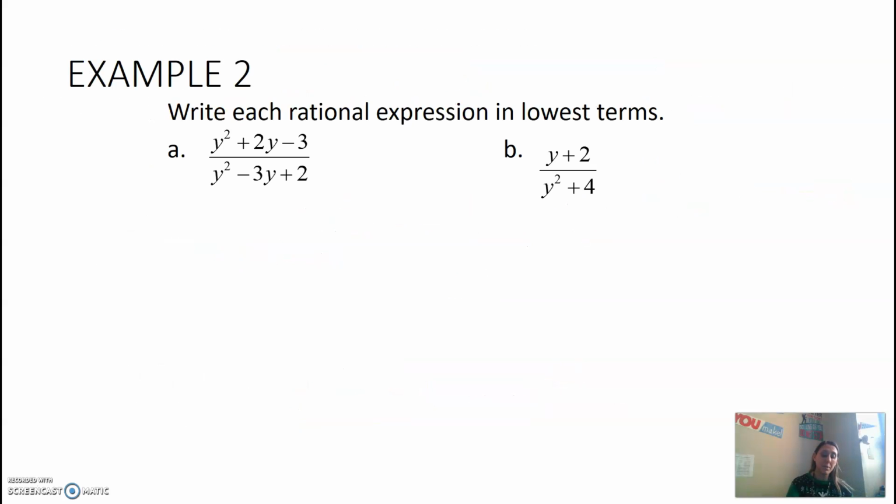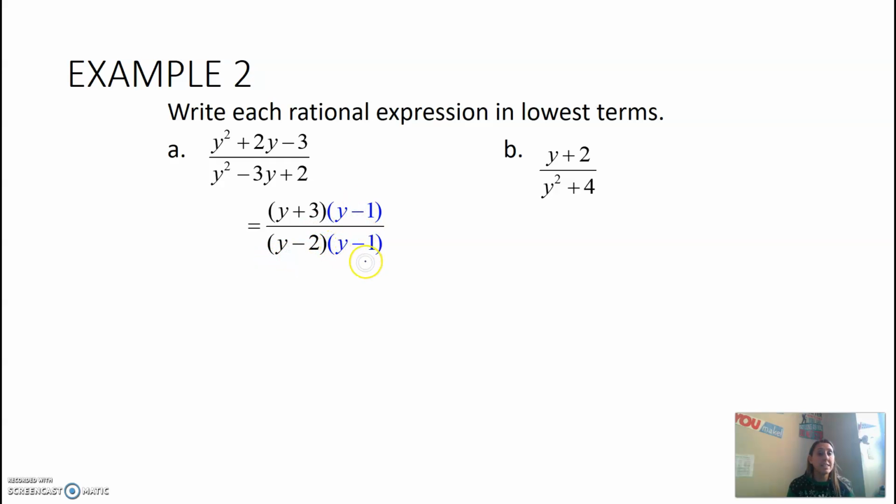So we're going to do a little bit harder one. So the first thing that we would want to do is we're going to want to factor both the numerator and the denominator. So when we factor the numerator, we need to find the factors of negative 3 that add up to 2. And that's going to be positive 3 and negative 1. And then we need to find the factors of positive 2 that add up to negative 3, which would be negative 1 and negative 2. And so then we have the numerator factored out and the denominator factored out.